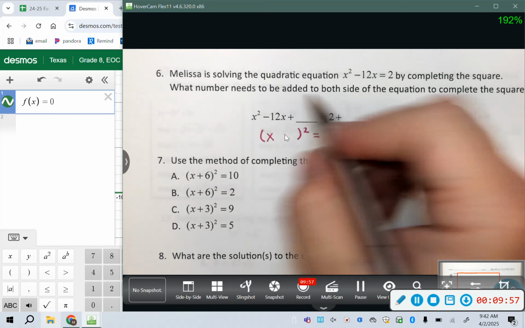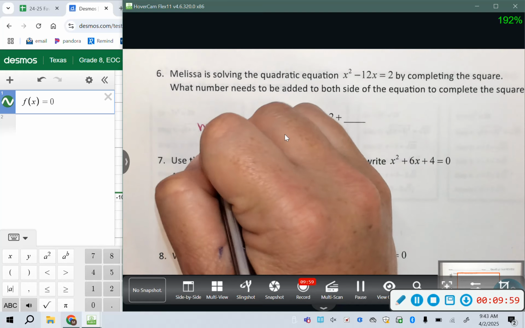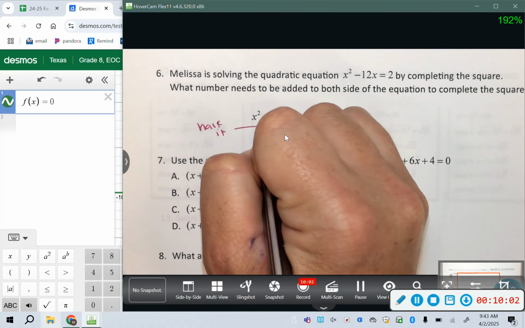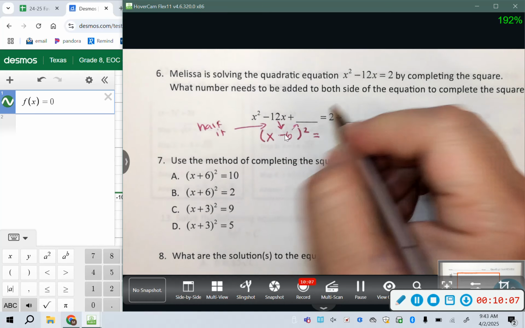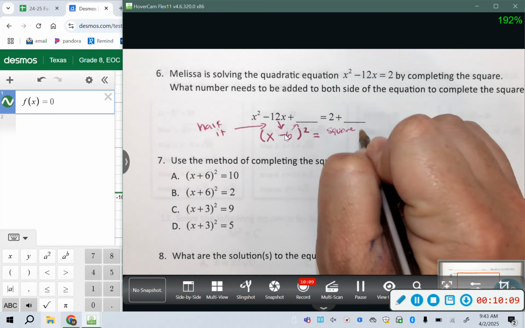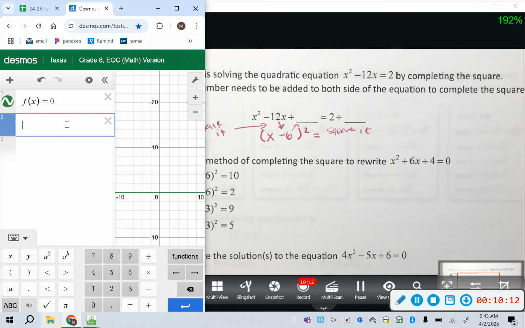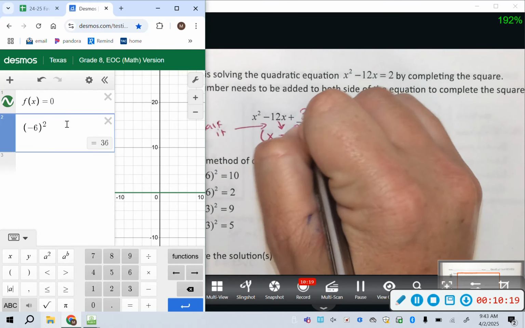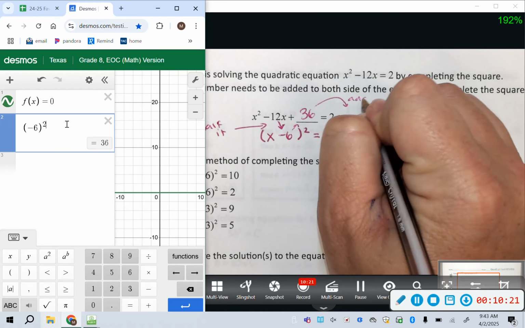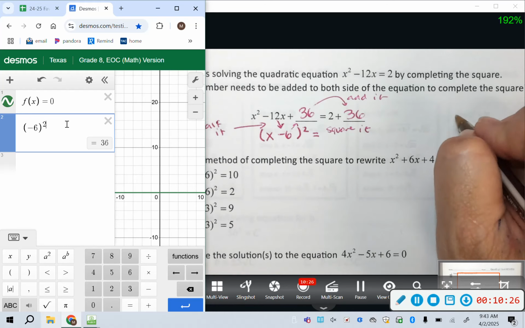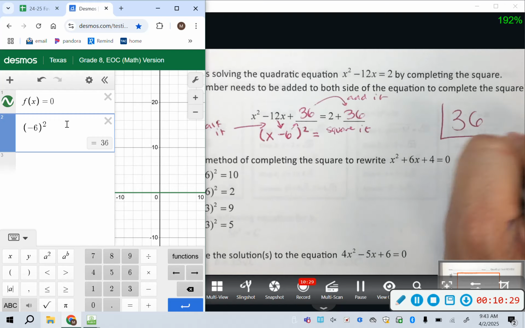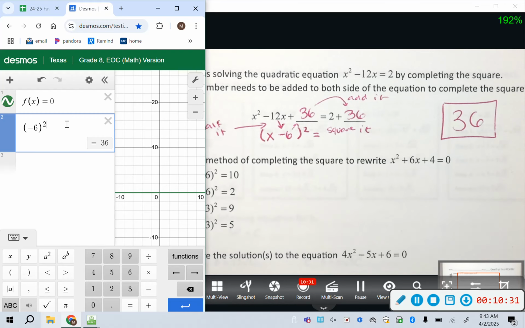We always have an x. So remember, we half it, our b term, and that gives me negative 6. Then we square it. Probably wrote that in the worst spot. And remember, we always use parentheses for negatives. We get 36, and then we add it. So it says what number would need to be added to both sides of the equation to complete the square, and it is 36. We don't even have to keep going.